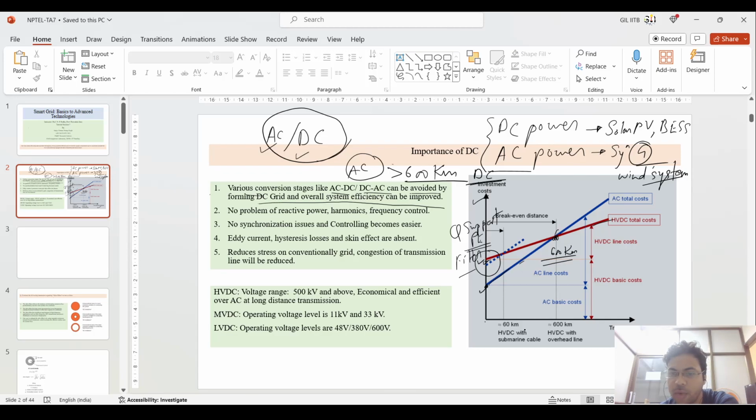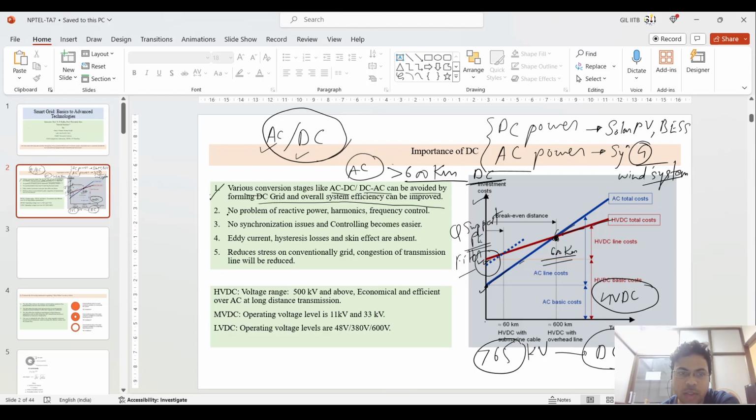If you further increase the distance, the HVDC total cost curve is lower as compared to AC. So for longer distances, optimally greater than 600 kilometers, we prefer HVDC because it is more economical as compared to AC, as seen from the cost versus distance curve. Also, for the transfer of high power, above 765 kV lines, DC is more economical as compared to AC.